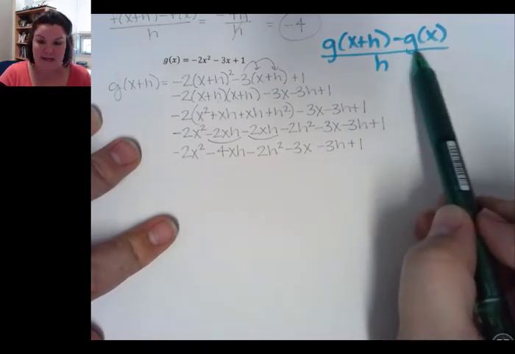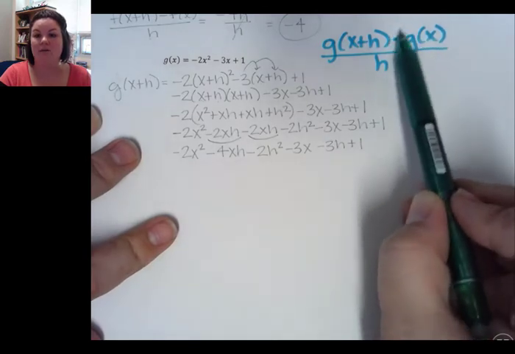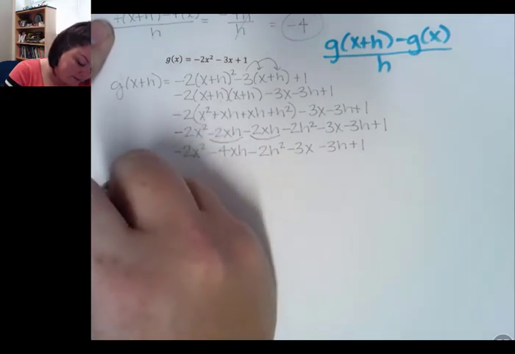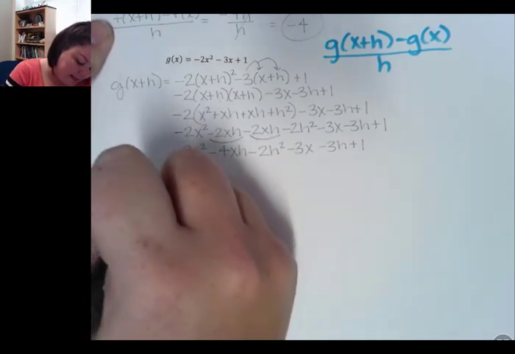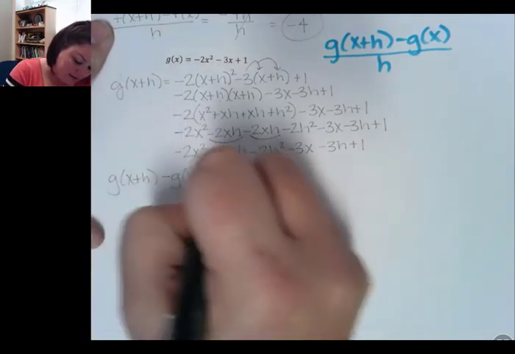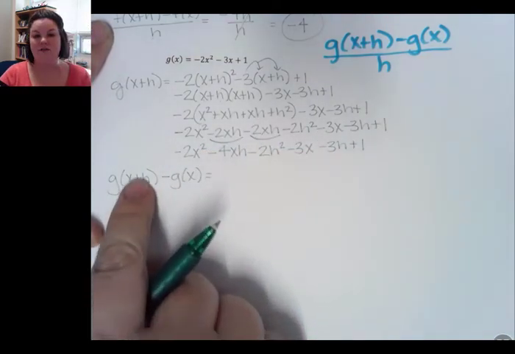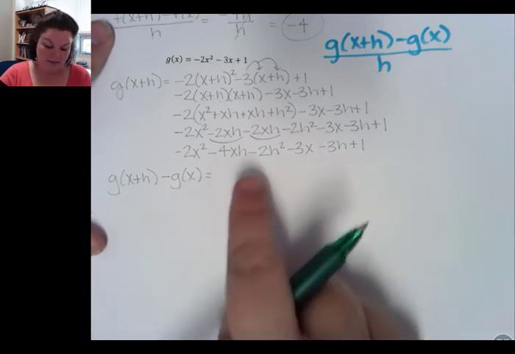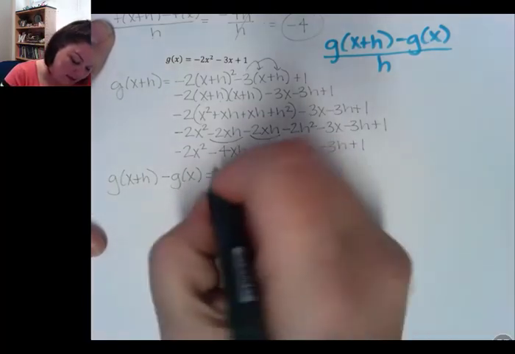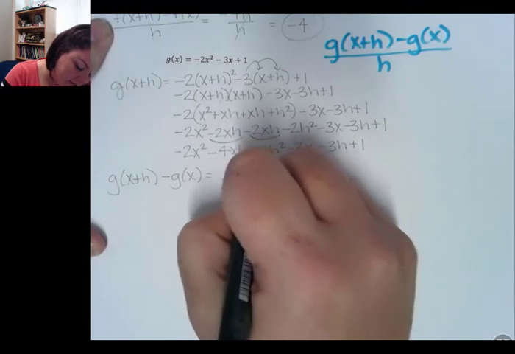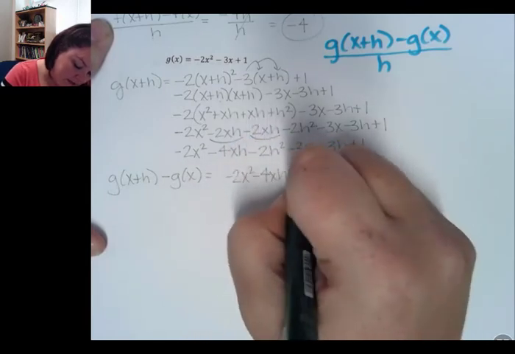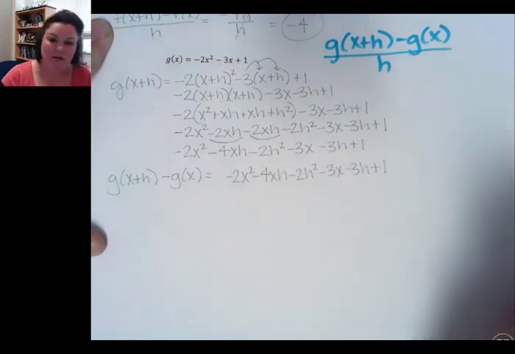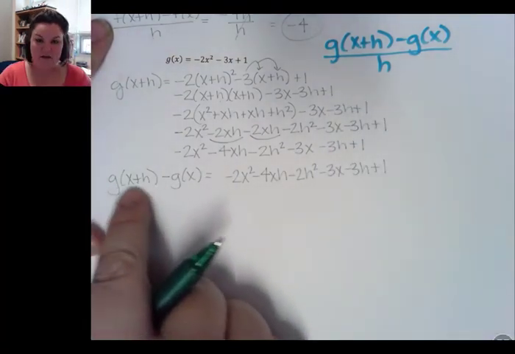Step 2 is now to go ahead and subtract off my original function. So I'm going to go ahead and write this out. So this gives me g of x plus h minus g of x. Okay, so this says to do the answer that I just got and subtract my original function. So I'm going to write in this big ugly answer that I just got, which is -2x squared minus 4xh minus 2h squared minus 3x minus 3h plus 1. Okay, that's the answer I got from the last step.